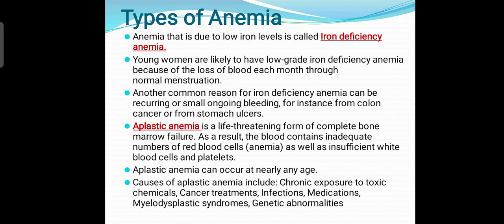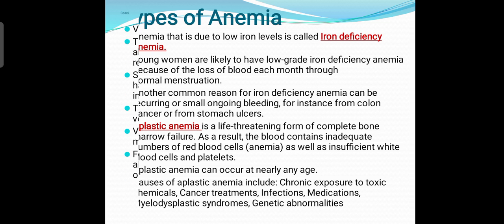First one is iron deficiency anemia, which is caused due to the lower level of iron. Mainly young women will be the victims of this kind of anemia. Other people include a person who suffers from stomach ulcer or colon cancer, who will get iron deficiency anemia. So next one is aplastic anemia. This is life threatening, and when compared to all other types, it is the most complex one. So this aplastic anemia is mainly caused because of chronic exposure to toxic chemicals, cancer treatments or infections, etc.